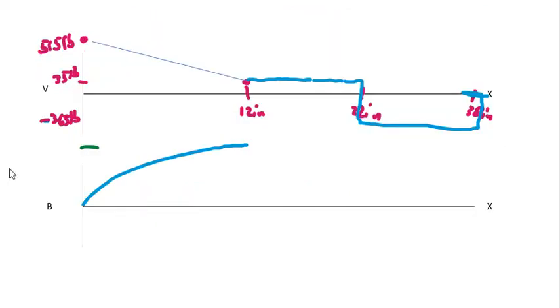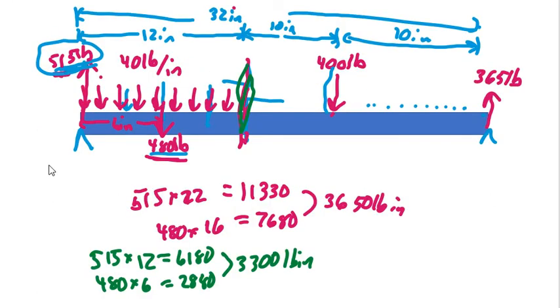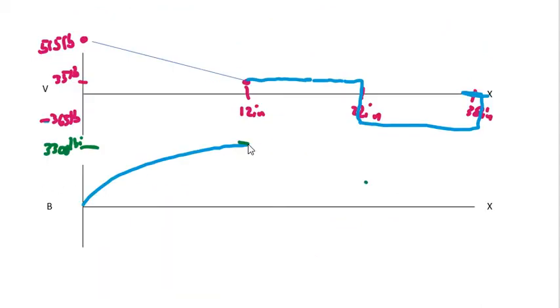This is 3,300 pound inches right there. And then I go another 10, and I go down to 3,300 pounds. Oops, sorry. I don't go down, I go up. I go up to 3,650. But there it is, a straight line. Something like that.